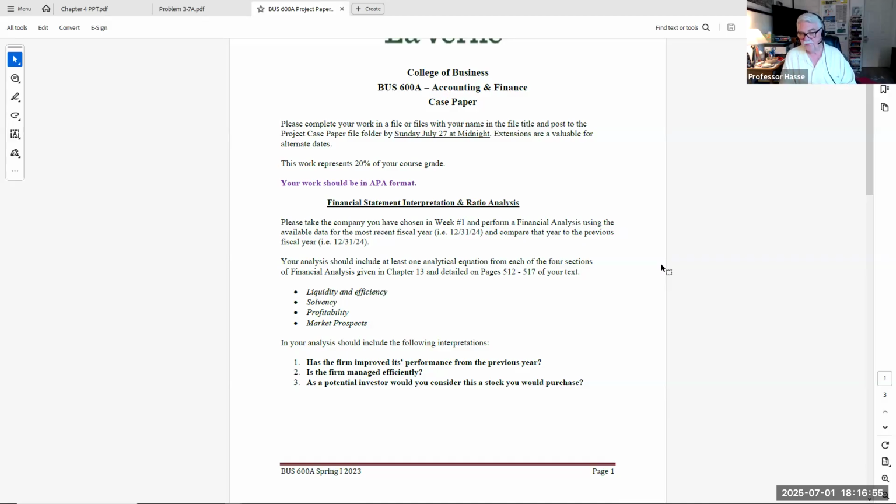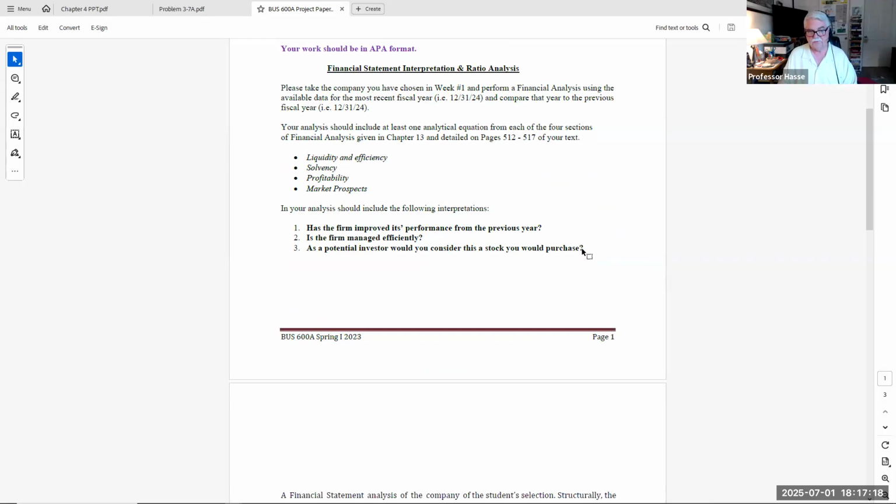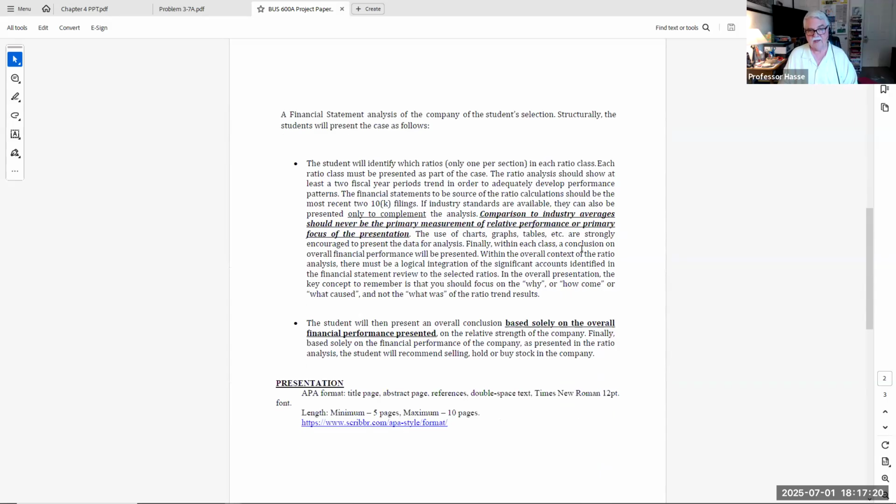Has the firm improved its performance from the previous year, 12/24 to 12/23? Is the firm, in your opinion, managed efficiently? As a potential investor, would you consider this a stock you would purchase? The case goes on.